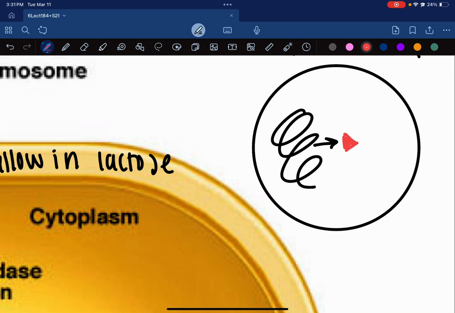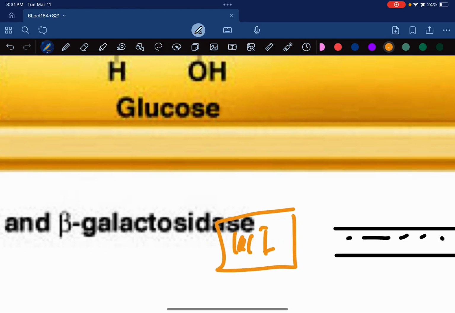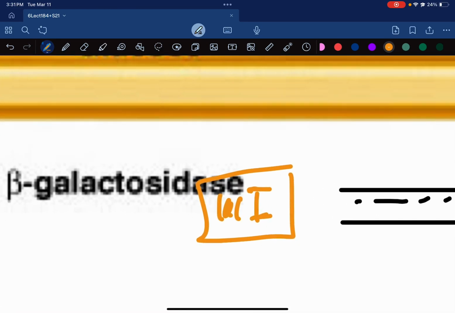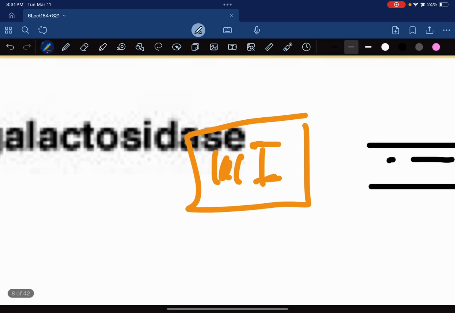This gene over here that we're going to call LAC-I is going to equal the repressor. I for inhibition, right? So this repressor, when it's made, can circulate wherever it wants to go. So it is irrelevant where it's located. Everyone follow me on that?